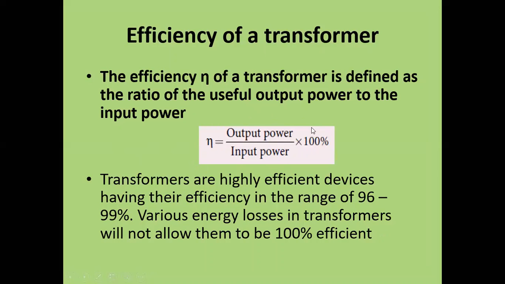Now for an ideal transformer, the efficiency will always be 100%. That is a perfect transformer. But in practice, there are no perfect transformers. All the transformers will have some energy loss. So in practice, transformers will have efficiency between 96 to 99%, not 100%. Only the ideal transformer will have 100% efficiency.